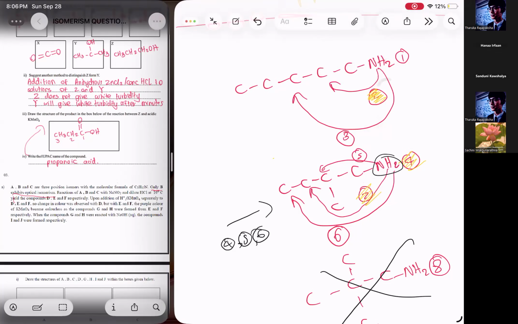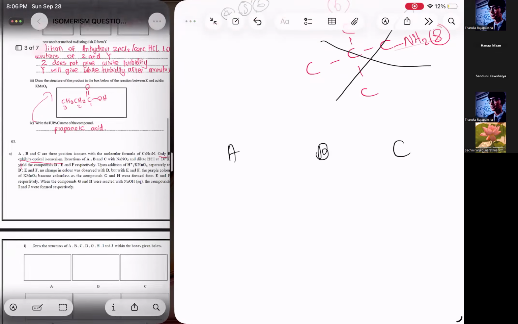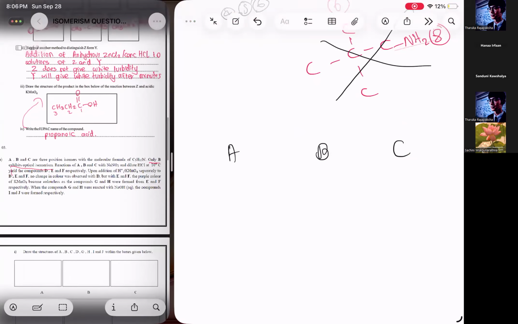So let's leave it like this. Let's read the question. Reaction of A, B, C with NaNO2 dilute HCl. Okay, NaNO2 dilute HCl.